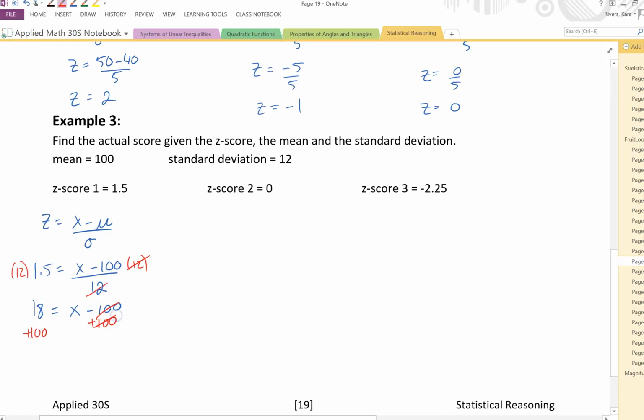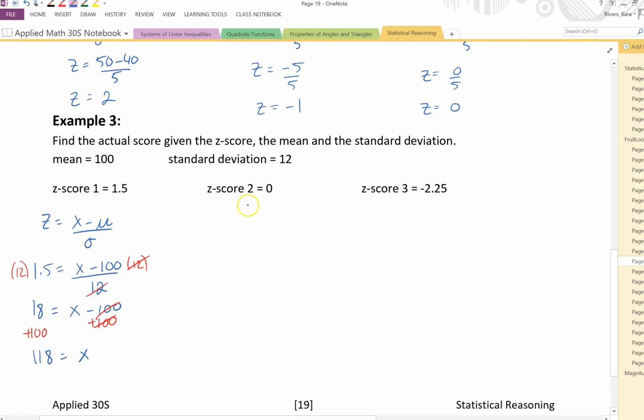That creates a 0 pair, and I'm left with 118 is equal to x. So the actual score that you're looking at is 118. So if you see a z-score of 1.5 for this situation, that's associated with a value of 118. Go ahead and try the other two.